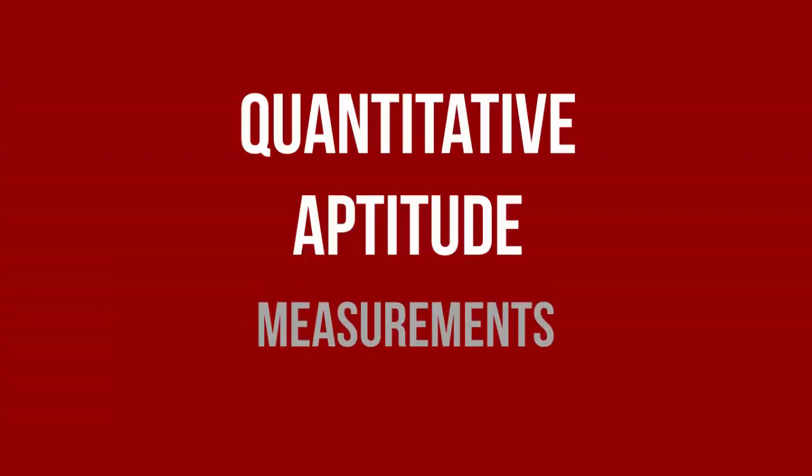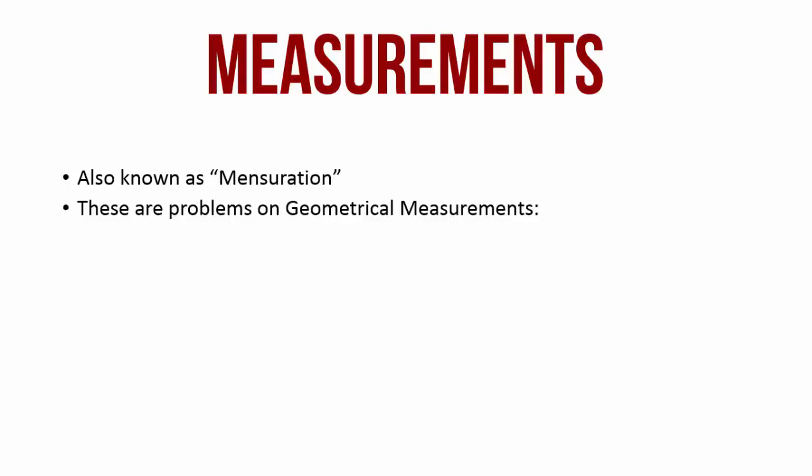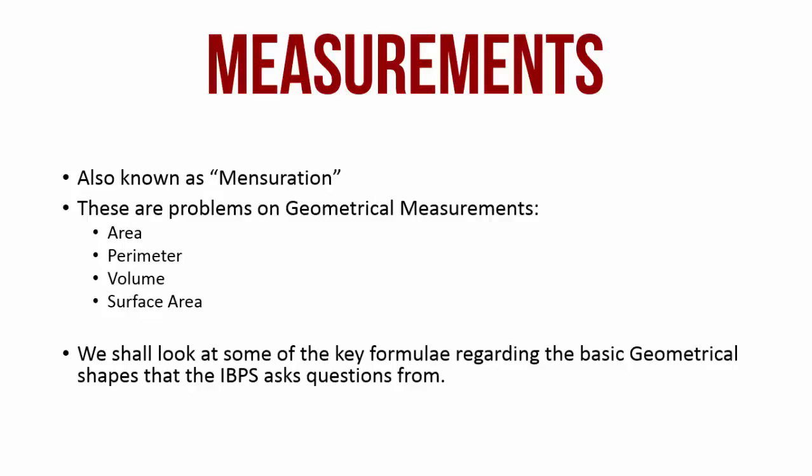This lesson shall cover the only topic in geometry that is asked in a banking examination, that deals with measurements. Measurements is also known as mensuration. It is that area of geometry where you measure area, the perimeter, volume or surface area of a two-dimensional shape or a three-dimensional solid. We shall look at some of the key formulae on measurements based on the type of questions that are asked in the IBPS, and also see some examples of questions that can be asked.